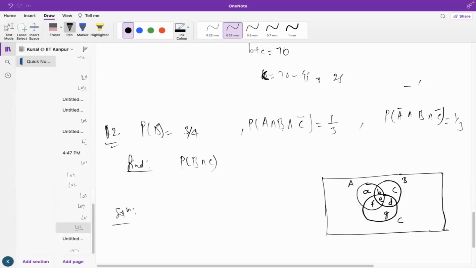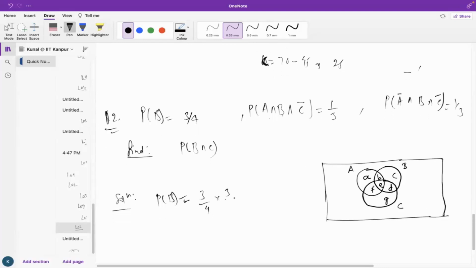Okay, so what are the things given? Let me first write it here. The probability of B is given, which is 3 by 4. So let me convert it to the favorable region. Multiply and divide it by 3. So we get 9 by 12. We can convert this into a common denominator, मतलब basically दोनों का जो common divisor है ना, LCM लेने में easy हो जाएगी. So that's why I just multiply it by 3 and 3.